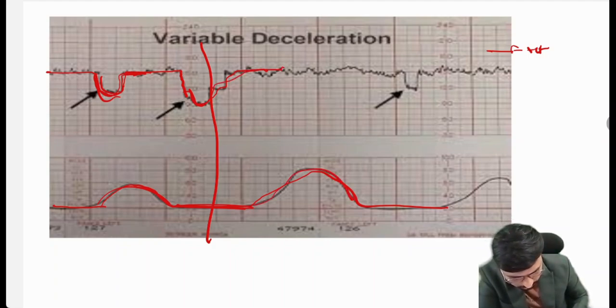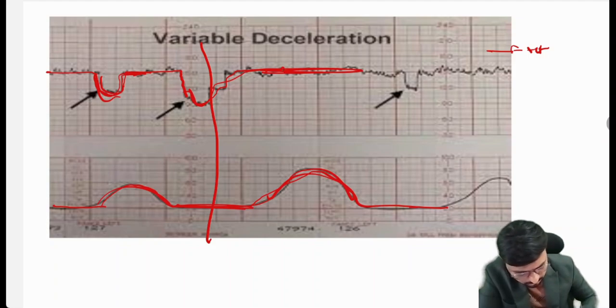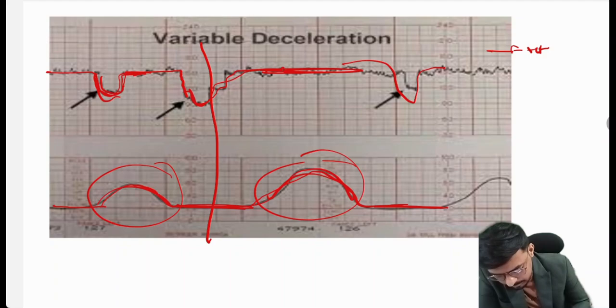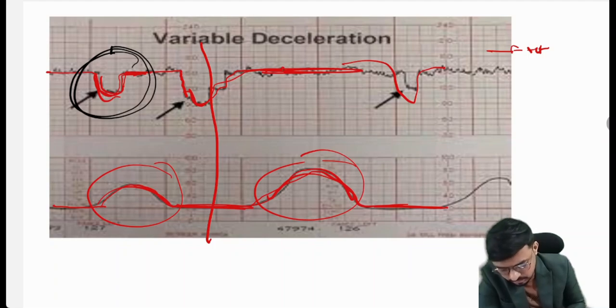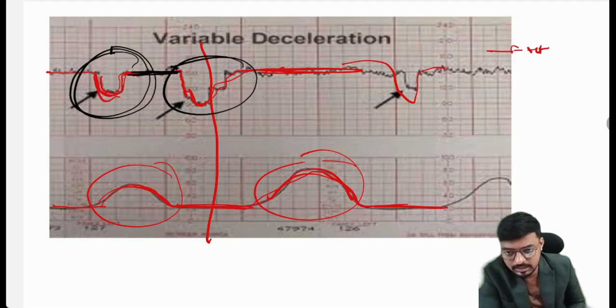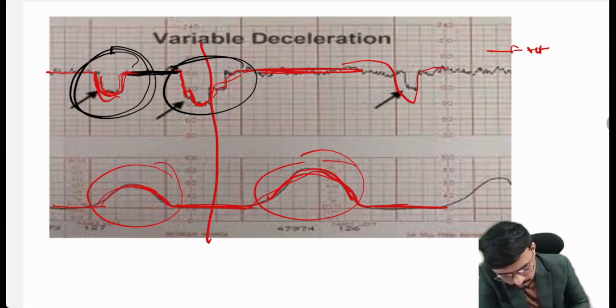Here there is a uterine contraction, but there is no drop in the fetal heart rate. It is normal. Here again there is no uterine contraction, yet it suddenly dropped. This variable deceleration is not happening due to the contraction, it is happening due to umbilical cord compression. This time the umbilical cord is compressed, so the fetal heart rate decreased. When the pressure on the umbilical cord is released, it came back to normal.